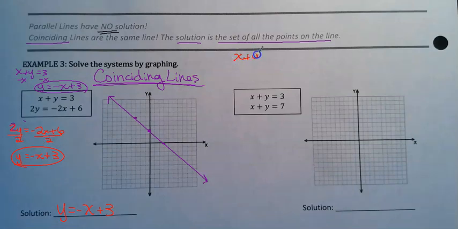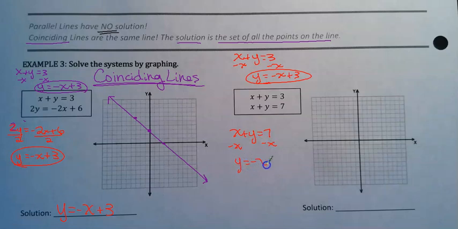those and get them into slope-intercept form. So we subtract x, y equals negative x plus 3, x plus y equals 7, subtract x, y equals negative x plus 7. Okay, what do you notice about these two equations now? They're not the same. Good. What do you notice about them?